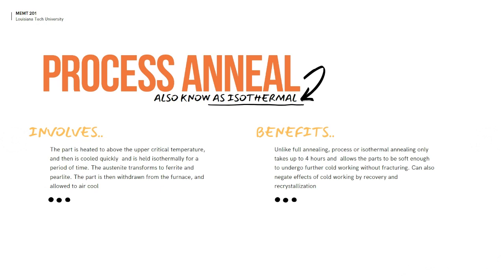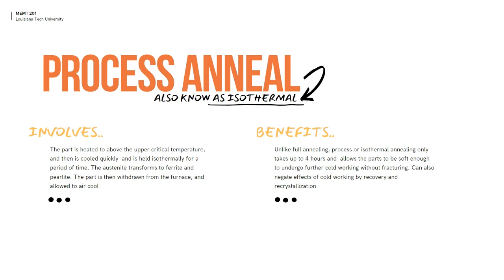Process annealing, also referred to as isothermal annealing. This process involves heating the metal above the upper critical temperature and then cooling quickly to approximately 650 degrees Celsius and holding isothermally for a period of time. This causes the austenite to transform to ferrite and pearlite. The part is then withdrawn from the furnace and allowed to air cool.